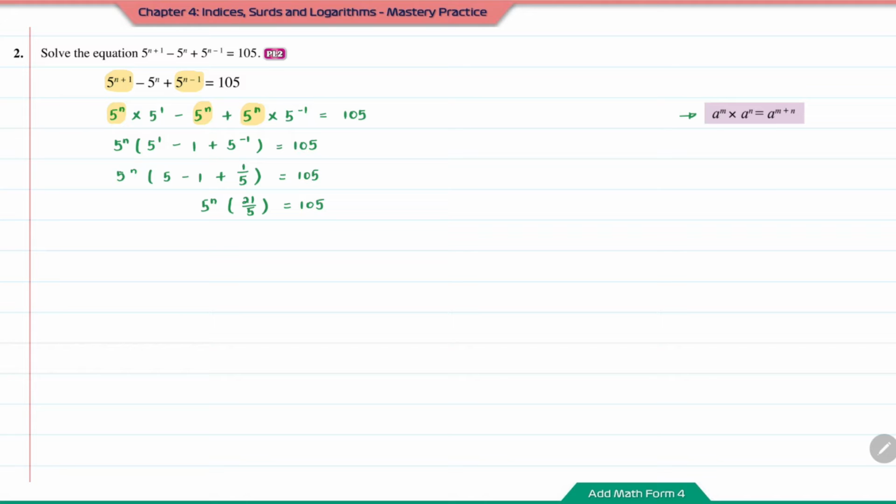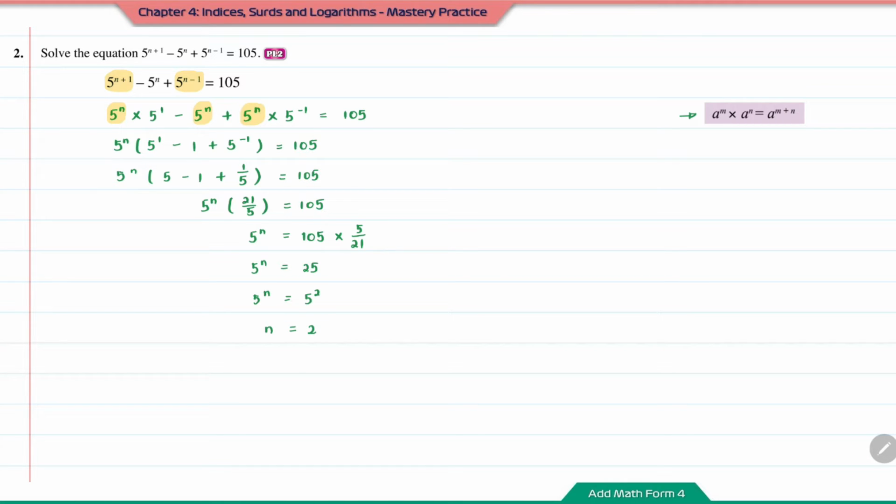Next, we're going to move this 21 over 5 to the right hand side. Then you're going to get 5 to the power of n equal to 105 divided by 21 over 5, or I can write it as 105 times 5 over 21. Solve the right hand side and you're going to get the value is equal to 25. And then this 25, I can write it as 5 squared. So both sides having the same base, which is the number 5, then we can just compare the power. Therefore, n is equal to 2.